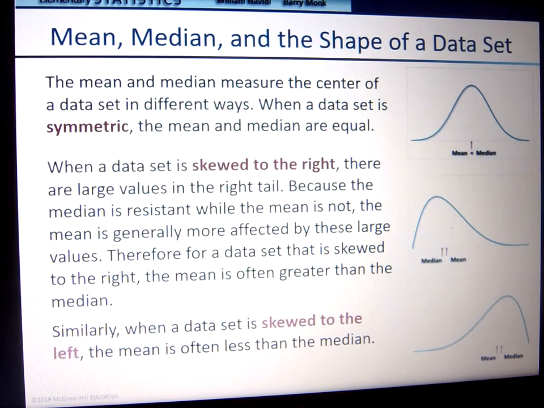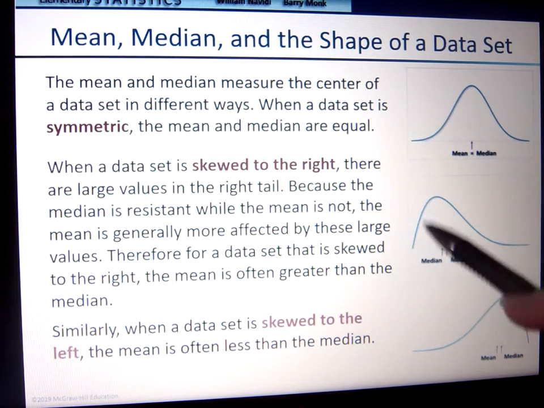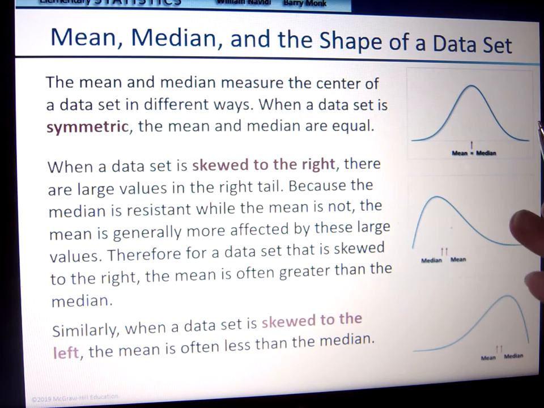Now the mean and the median measure the center of the data in different ways. When a data set is symmetric, the mean and the median are both equal, right in the center. So when we get a symmetric data set, the mean and the median are together. However, when the data set is skewed to the right, remember that's when you can put your right hand on this side, there are large values in the right tail. Because the median is resistant while the mean is not, the mean is generally more affected by these large values.